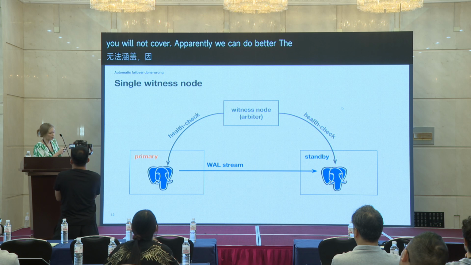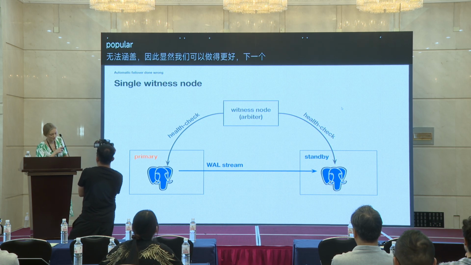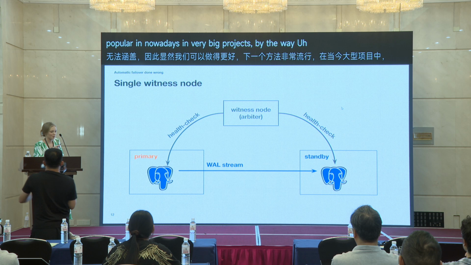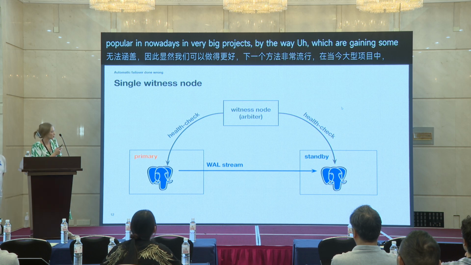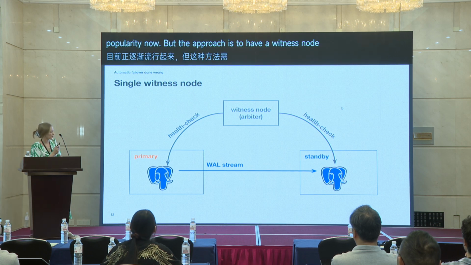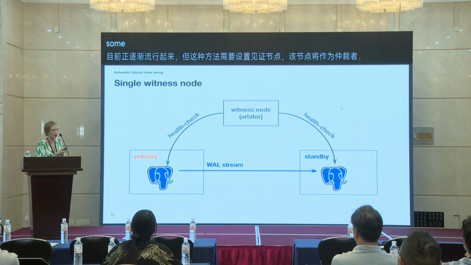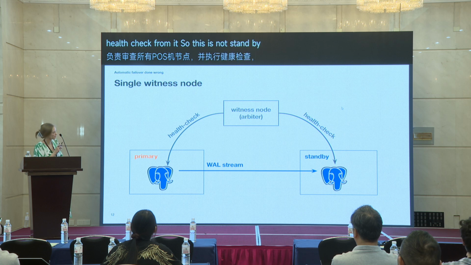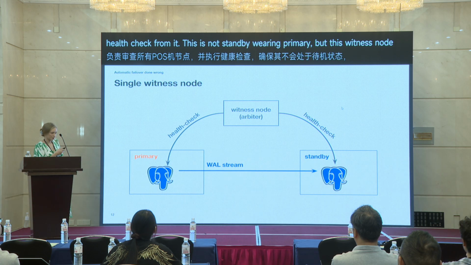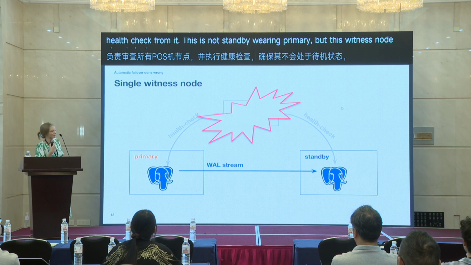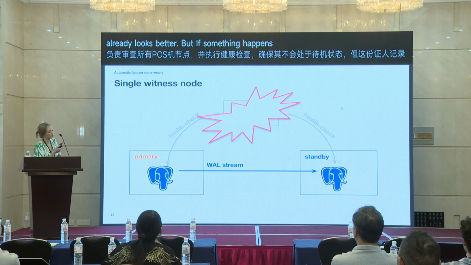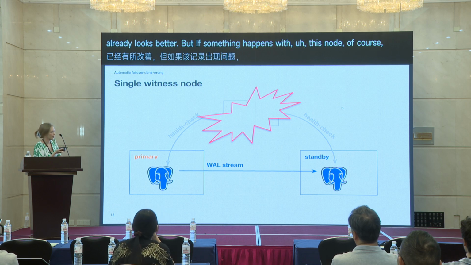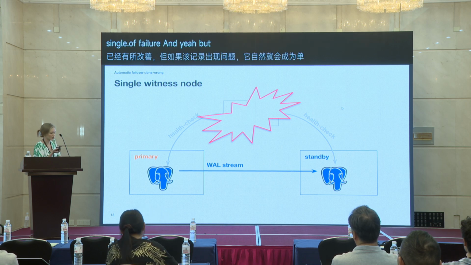Next approach, which is very popular nowadays in very big projects, by the way, which are gaining some popularity now, is to have a witness node that will be an arbiter, some call it arbiter, that will look into all our Postgres nodes and perform health check from it, so that it's not standby querying primary, but this witness node. Already looks better. But if something happens with this node, it of course becomes the single point of failure. And yeah, that's probably also not the best we can do.